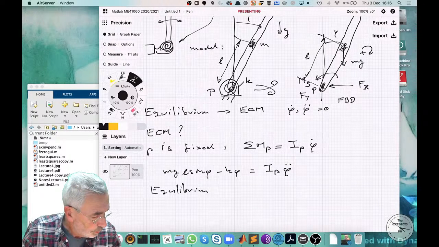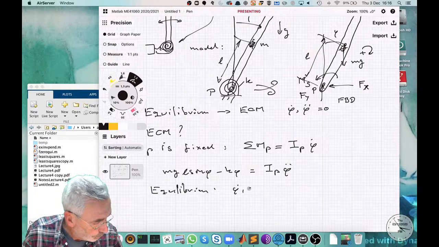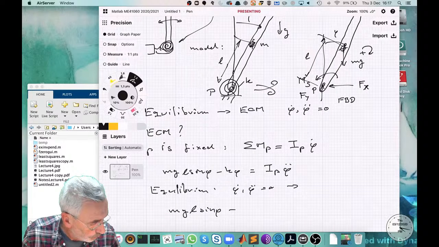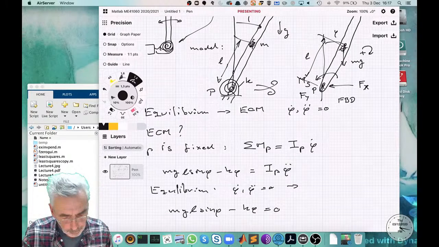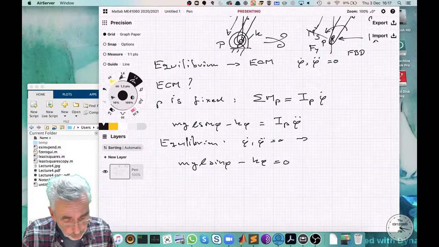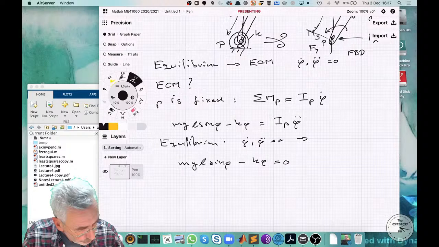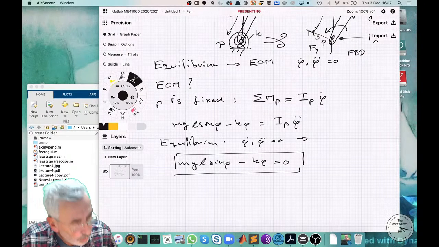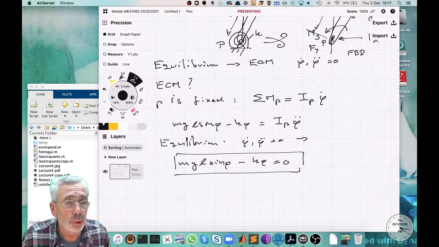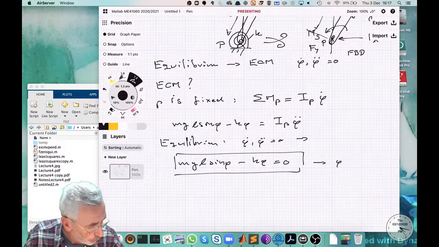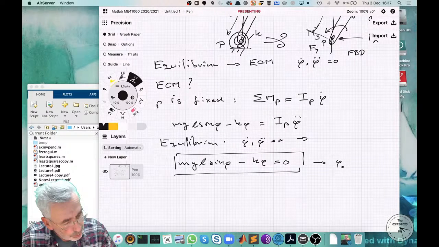What is equilibrium? As I said before, that's phi dot and phi double dot is 0, or in other words, equilibrium is expressed by mgl sine phi minus k phi is 0. So from this we can find the equilibrium position. Now we have a variable that is our angle phi, that's the one we want to solve. So from this we find all these phi zeros, all these equilibrium positions.